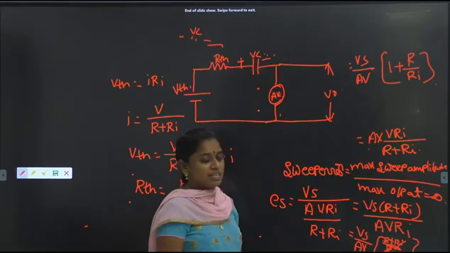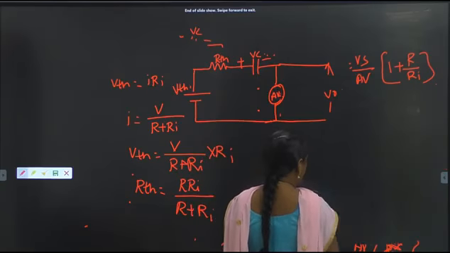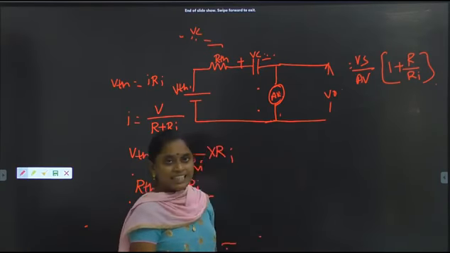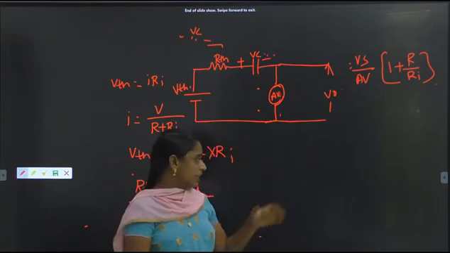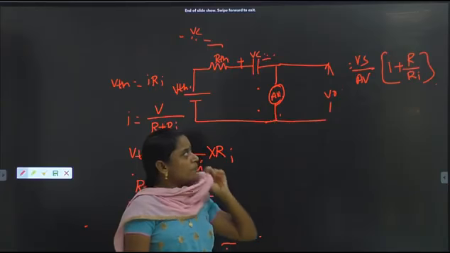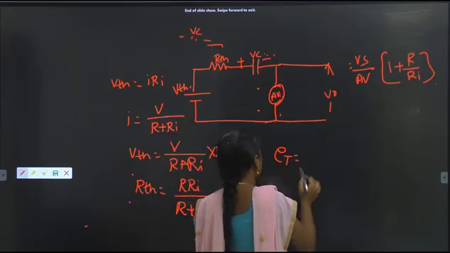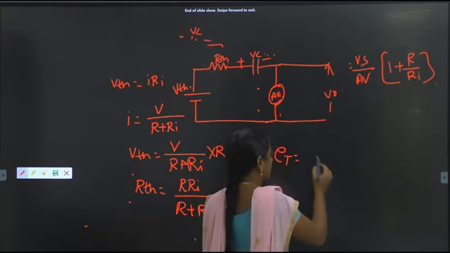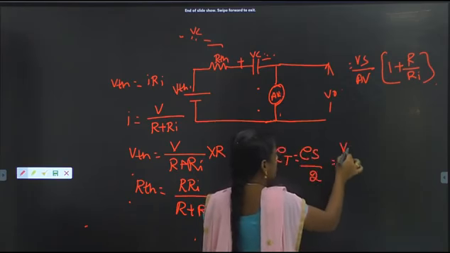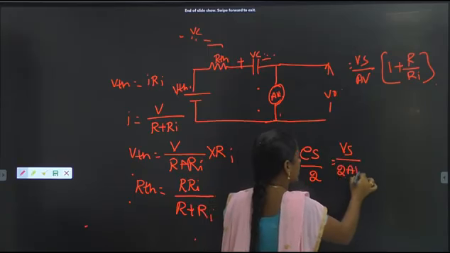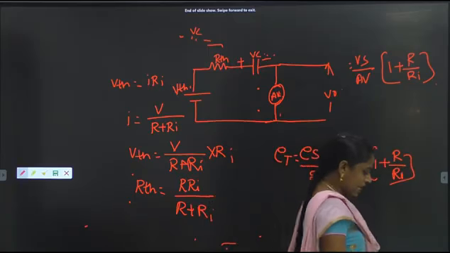And next we have to discuss the transmission error. As we know, the transmission error is Et is equal to Es by 2. We know the sweep error, so we get Vs by Av into 1 plus R by Ri, and the transmission error, which is the difference between input minus output by input, can be represented like this: Es by 2. So just Vs by 2Av into 1 plus R by Ri. So that is the transmission error.